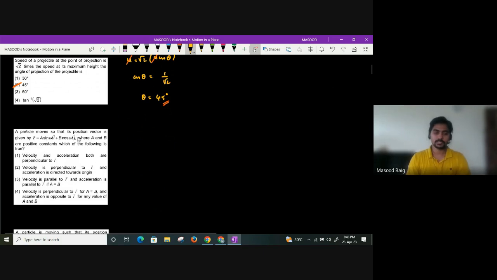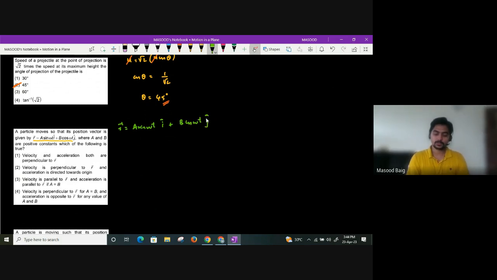A particle moves such that its position vector is given as a sine omega t plus b cos omega t. Position vector, which of the following is true? Now, this will be a case where the object is moving along an ellipse, guys. Suppose you have r bar as a sine omega t plus a cos omega t, then it will be a case where the object is moving along a circle. So you know the position vector here. What is the position vector given as? a sine omega t i cap plus b cos omega t j cap.